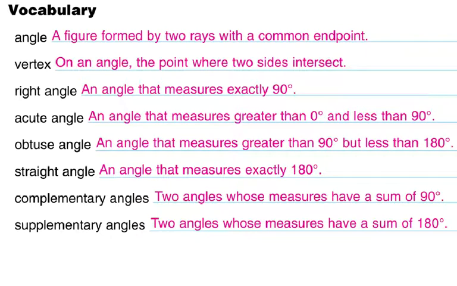Now the last two words here are a combination of two different angles. Two angles that have a sum of 90 degrees are known as complementary angles. Two angles that have a sum of 180 degrees are known as supplementary angles. Let's take a look.